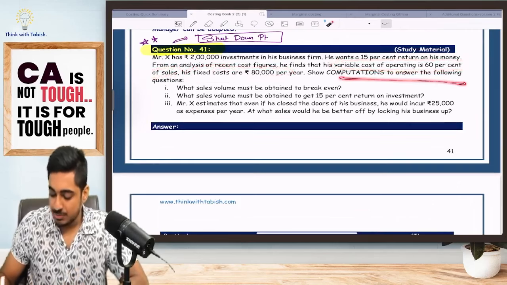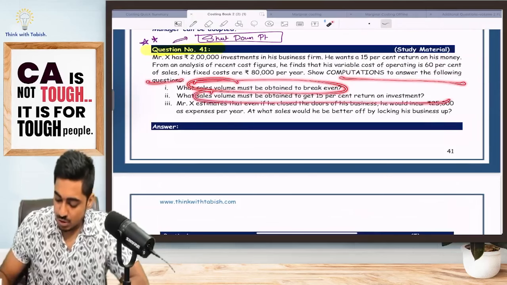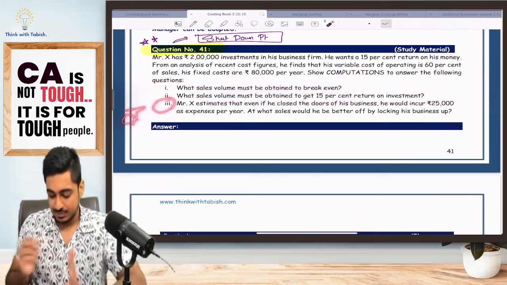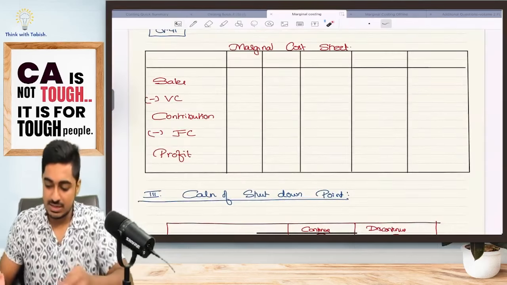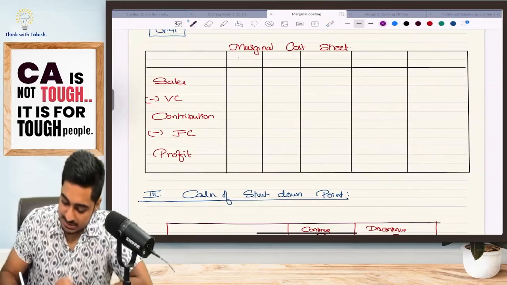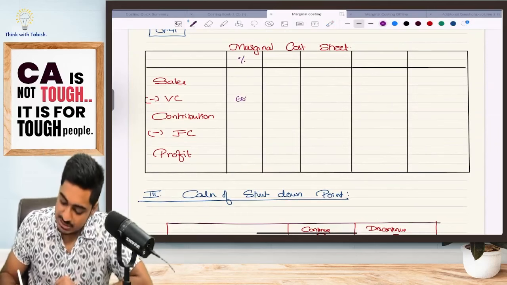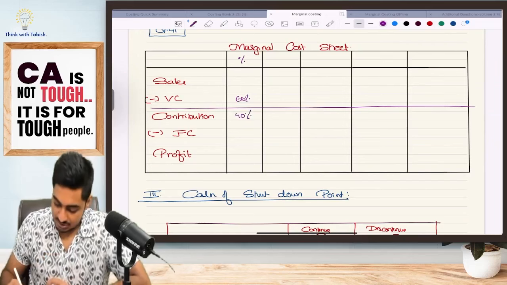Show the computations to answer the following. What sales volume should be obtained to break even? What sales volume should be obtained to get 15%? And the third one, we will read it later. So question number 41. Let us try doing basic things. First, how much is variable cost? Variable cost is 60%. That means contribution should be 40%. Fixed cost is 80,000.